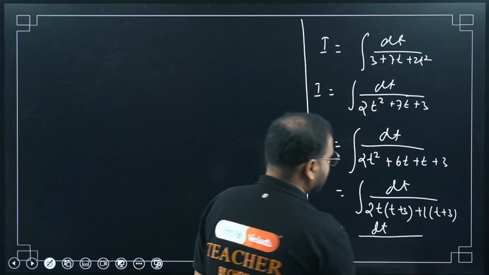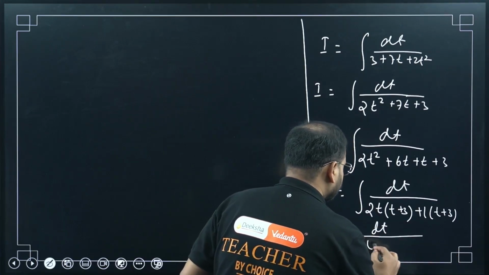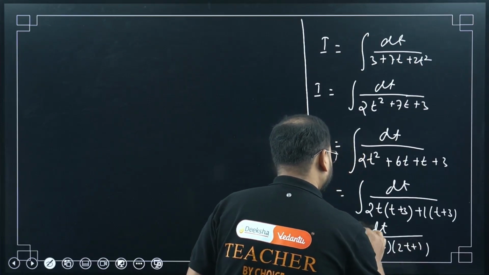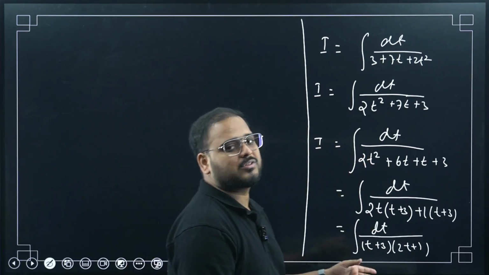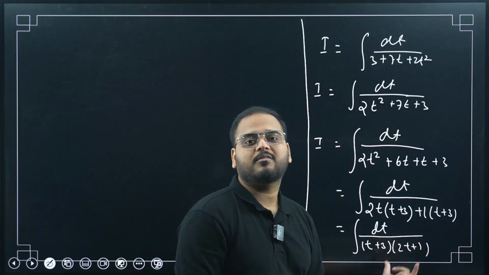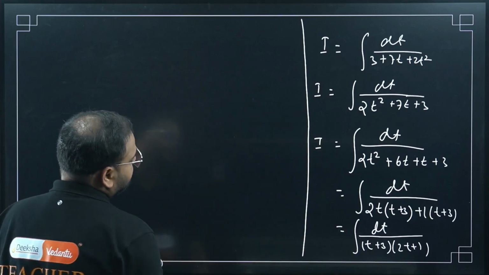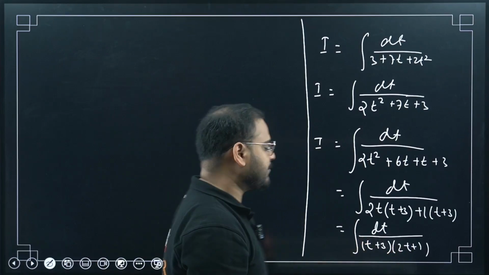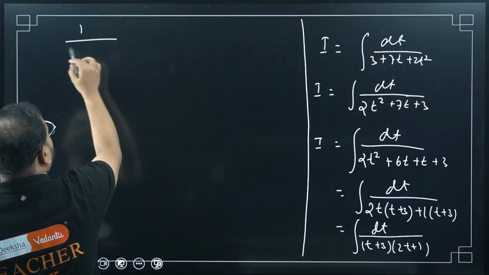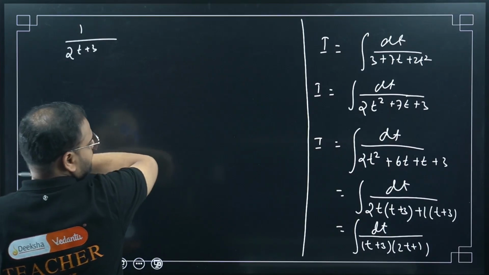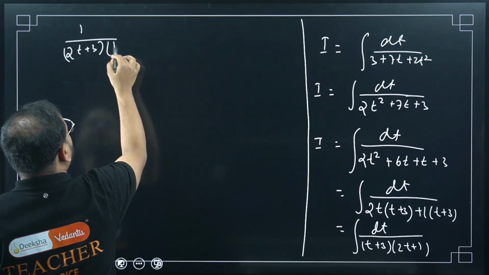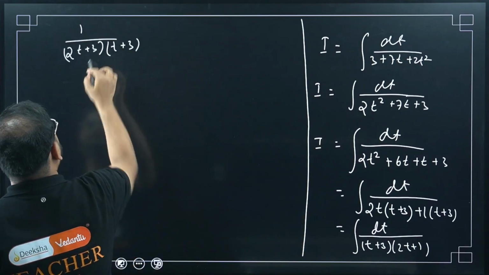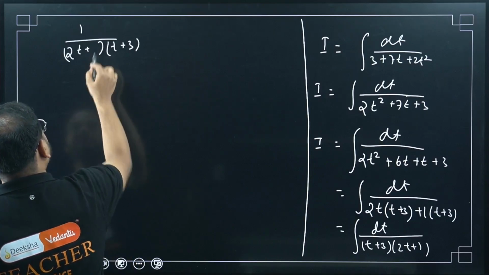So dt upon what is there? Please check. t plus 3 is common, and 2t plus 1 is common. Very good. What I have to do over here? Use partial fractions to write it into two different fractions. I'm not going to do the integration, just the partial fraction part. So I can write this fraction as 1 upon 2t plus 1 and t plus 3. It's 2t plus 1, not 3. Forgive me.